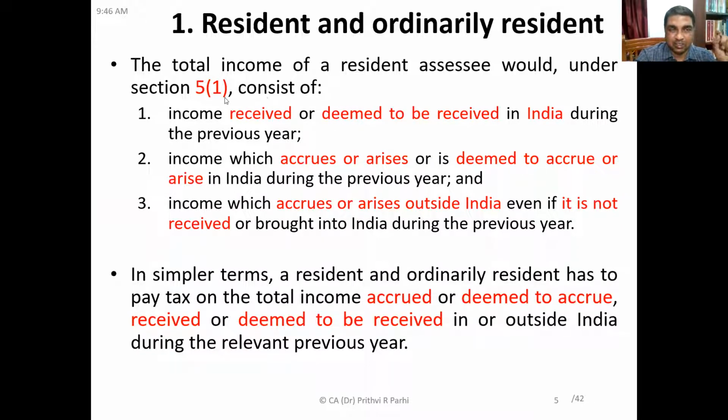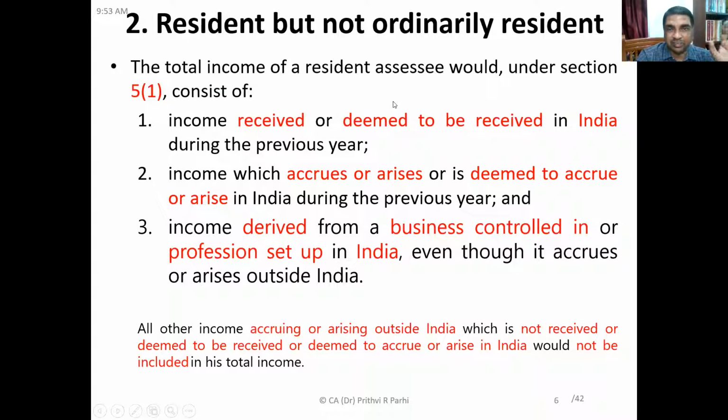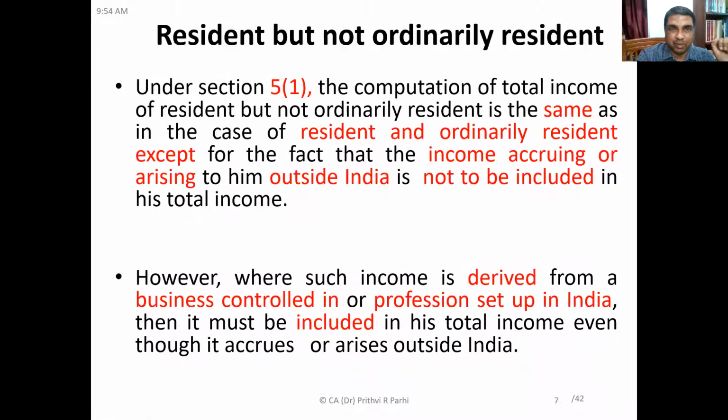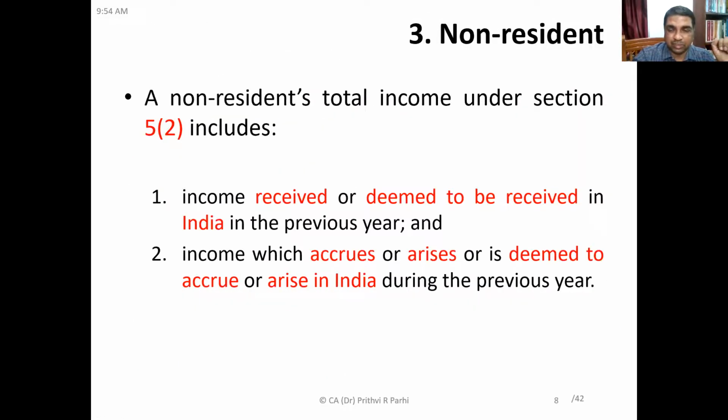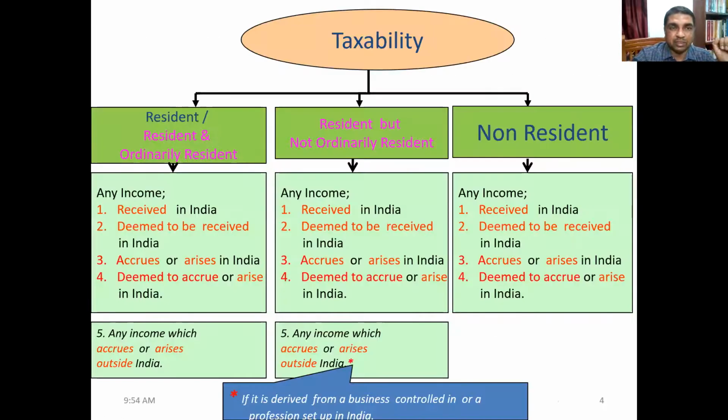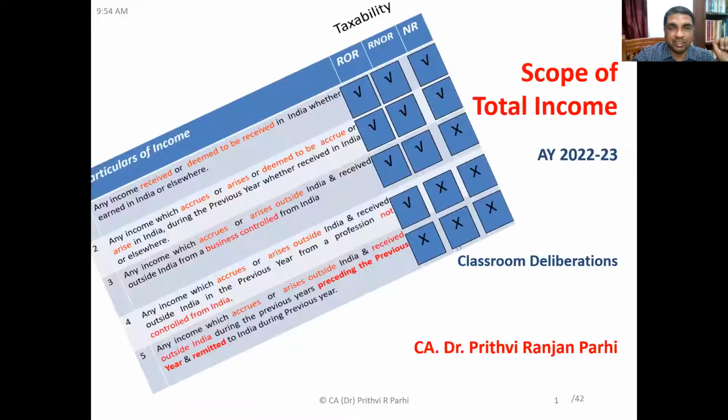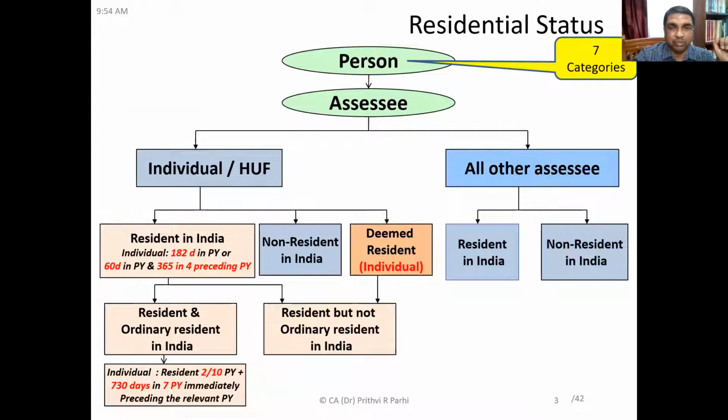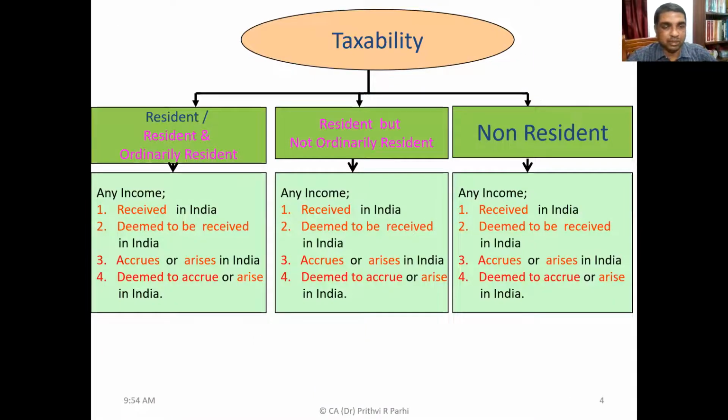So we'll be learning section 5.1. Section 5 contains all these things, the scope of total income. From section 5.1 to maybe up to section 9, I want to take you through those sections. So let me take you to the income tax department's website. Just give me a moment.